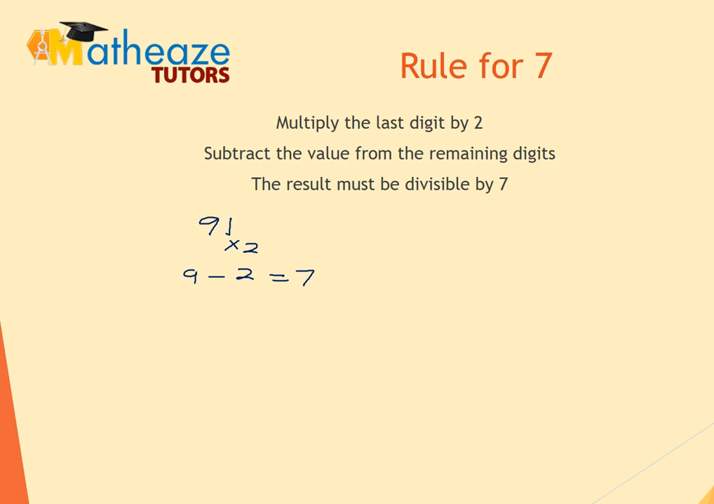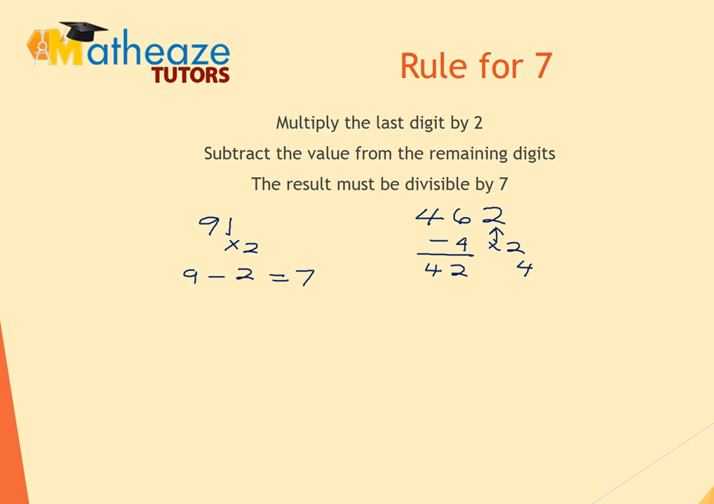Let's look at one more. 462. What I'm going to do is multiply this by 2, which gives me a 4. I subtract 4 from 46, gives me 42. 42 is divisible by 7, so 462 is divisible by 7.